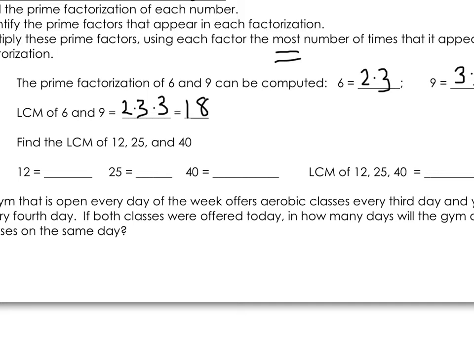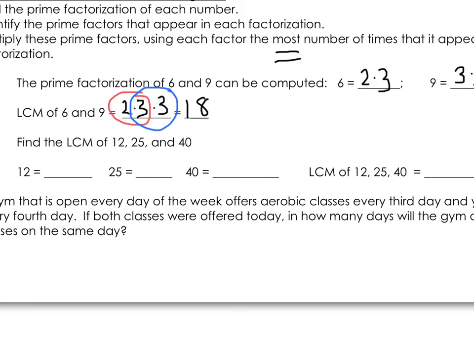And notice that you can pick out both numbers. 6 is 2 times 3. 9 is 3 times 3. So you're able to pick out both numbers within the prime factors of the least common multiple. We only took 3 as many times as it occurred the most number of times in either factorization. As many as the most.